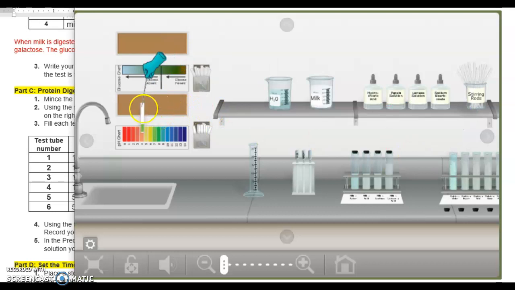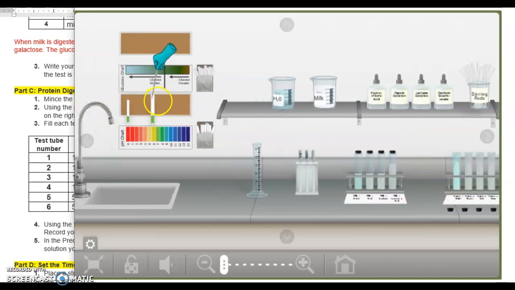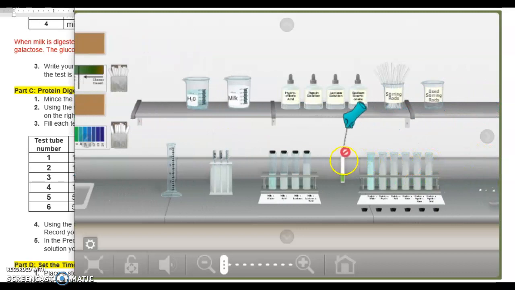Water is green. So water is a neutral solution, so it should be a neutral pH, which would be 7 on this scale right here. For a comparison, I am going to take another strip and test a different tube. When I'm done, I will attach these strips on this board in the order of the test tubes from 1 to 6. But for now, let's see what it would look like if it weren't a neutral solution.